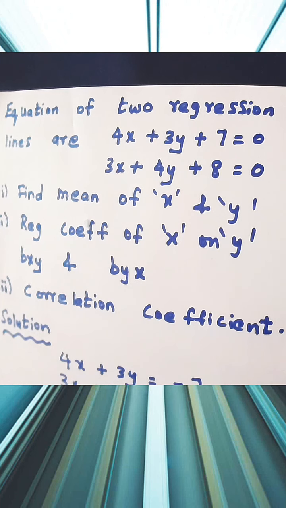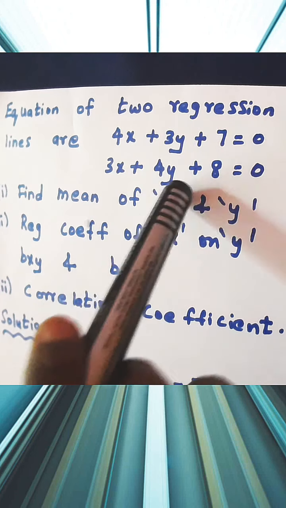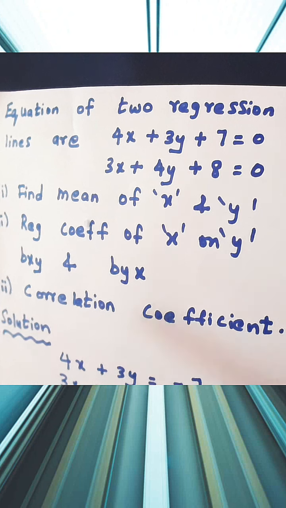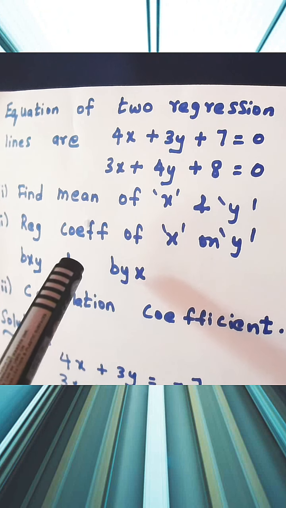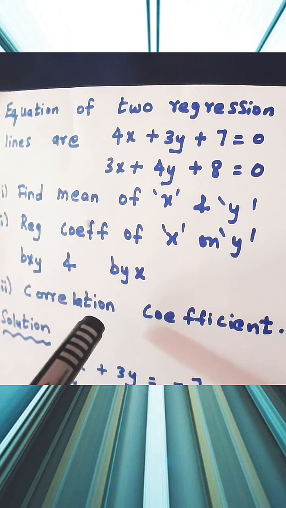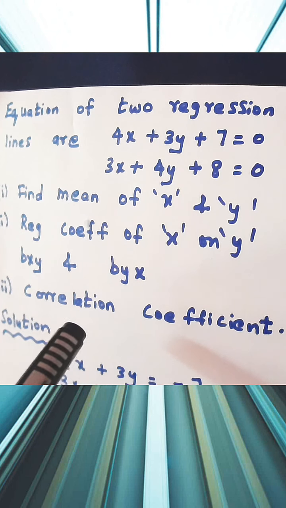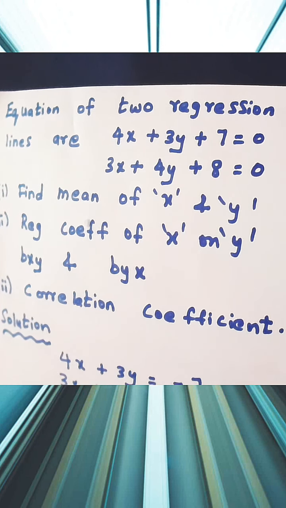Understand the given question. The two regression lines are given. We have to find the mean, the regression coefficients, and r, the correlation coefficient. How are we going to solve this?